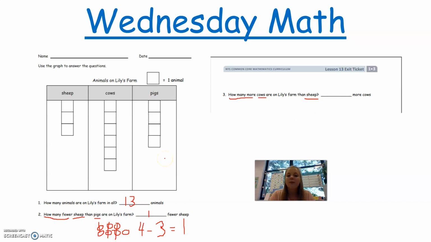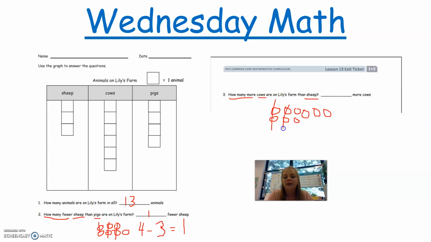Okay? This one says, how many more cows than sheep? So let's start with cows. 2, 3, 4, 5. I see 6 cows. See if I can do my circles better this time. Okay, so we started with cows because that's the first one I see. And it wants to know how many more cows than sheep. So how many sheep do I have? 3.